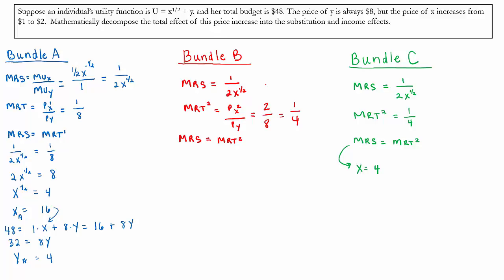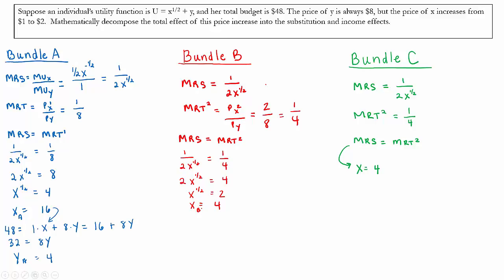Again, we represent the tangency condition by setting the MRS equal to the MRT, which in this case tells us that 2x to the 1/2 equals 4. That means that x to the 1/2 is 2, and squaring both sides, we solve for x to be 4.